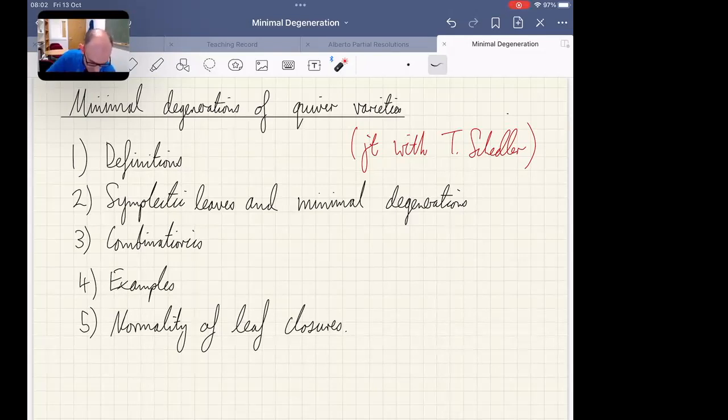I'll just give or recall the definition of quiver varieties, even though I'm sure you've seen it several times in the last couple of days already. And then I'll talk about symplectic leaves and minimal degenerations for quiver varieties, describe a bit of the combinatorics behind these, and then most importantly, I just want to give lots of examples so that you can see the different sort of behavior that can happen in these quiver varieties. And at the very end, I'll talk about an application of these minimal degenerations to normality of leaf closures in quiver varieties.